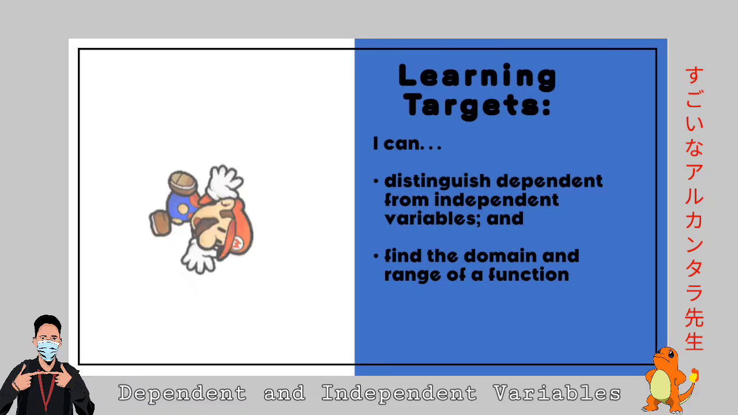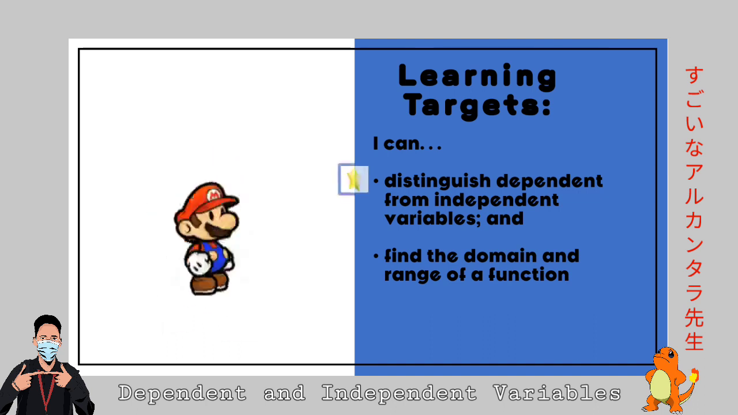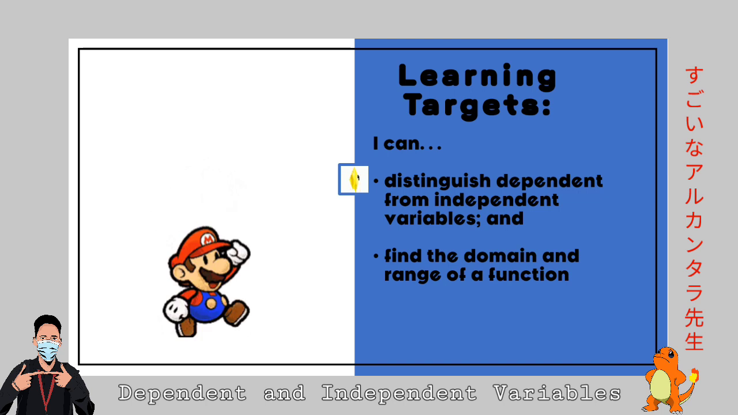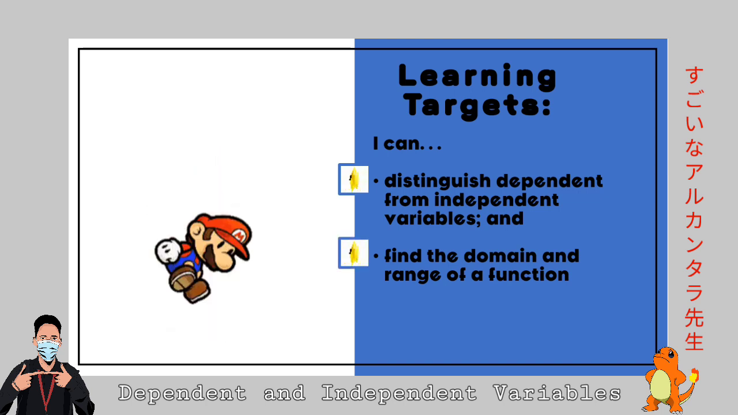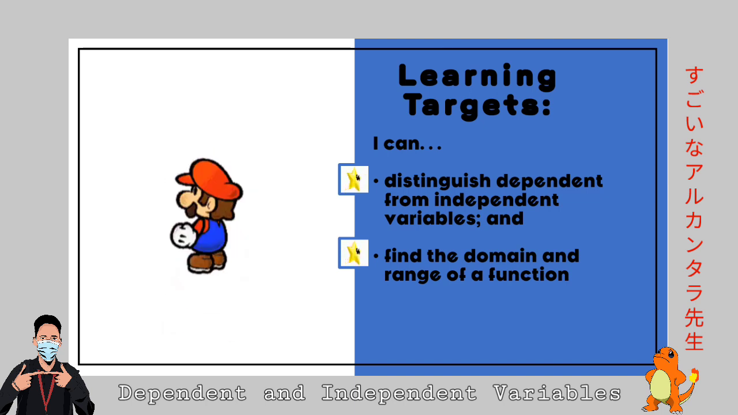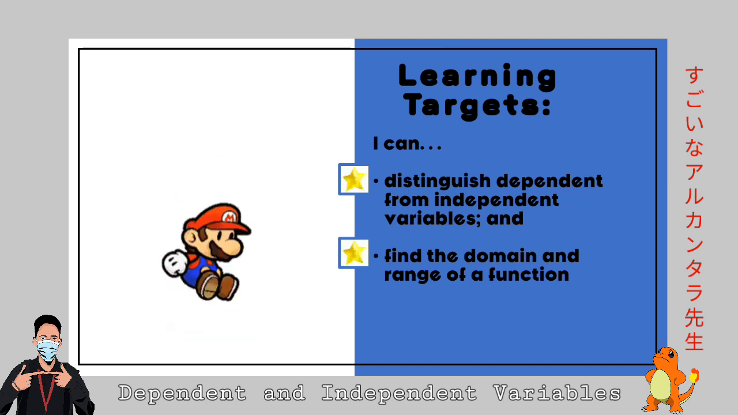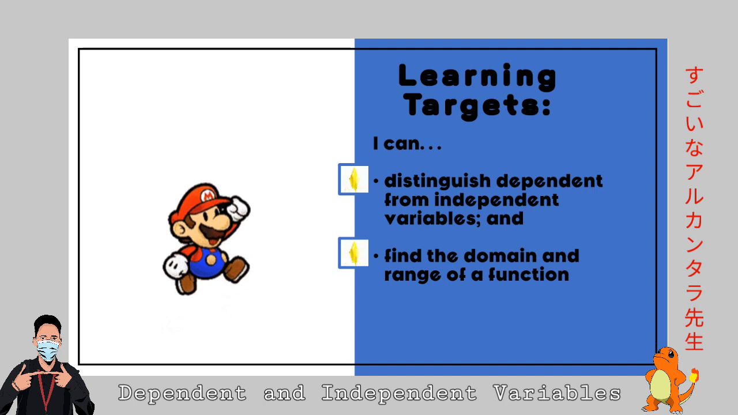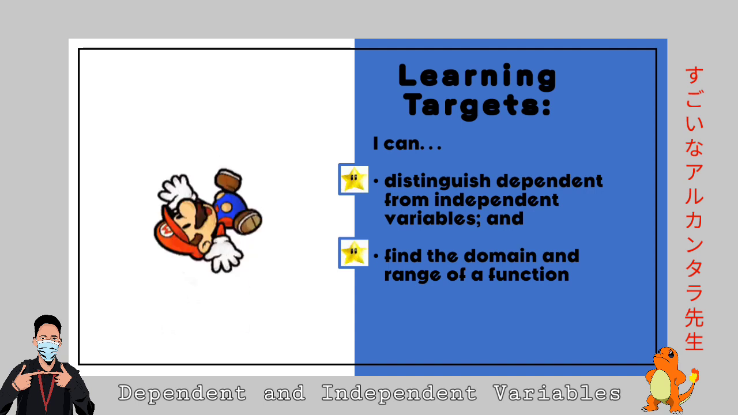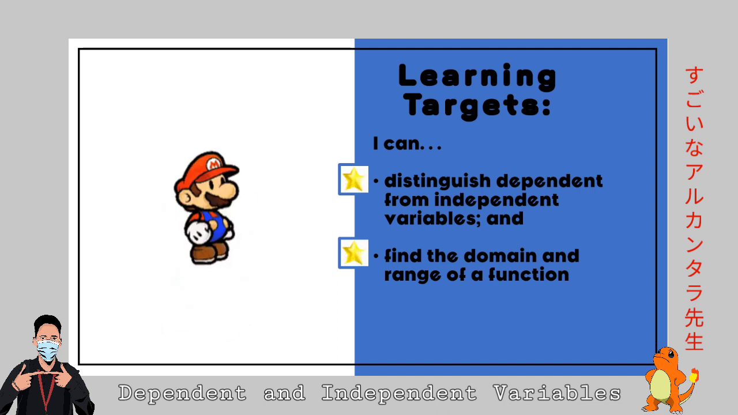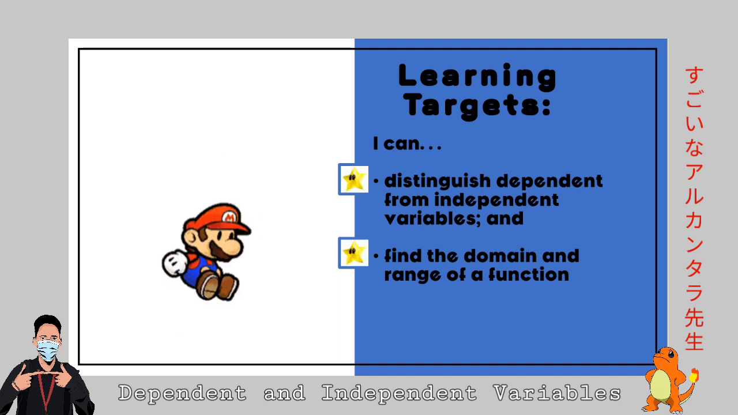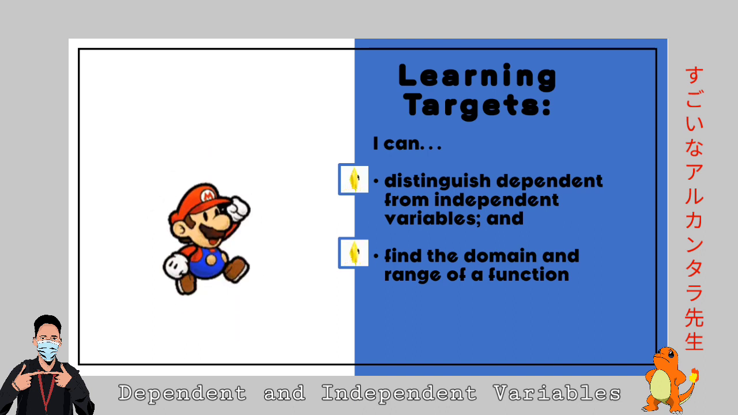For this video, our target is first to distinguish dependent from independent variables, and then at the same time continue our practice with finding the domain and the range of a given function. Last time, with relations and functions, we took note of the values or the elements for the domain and the range and put them in set notation. This time around we will practice an advanced concept that we will do for our next lesson, which is about table of values.